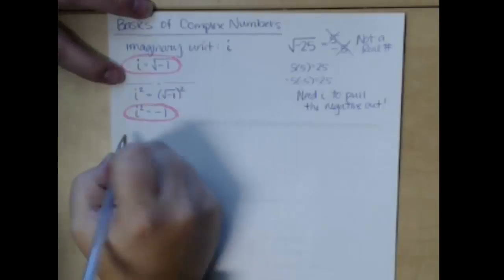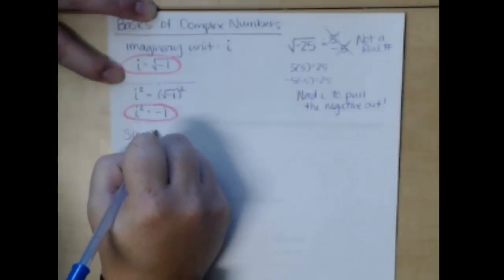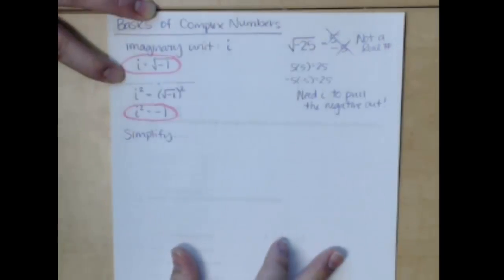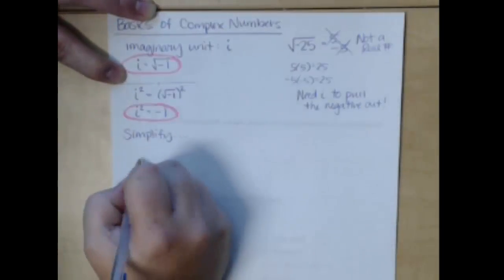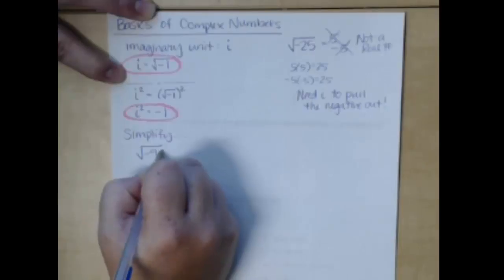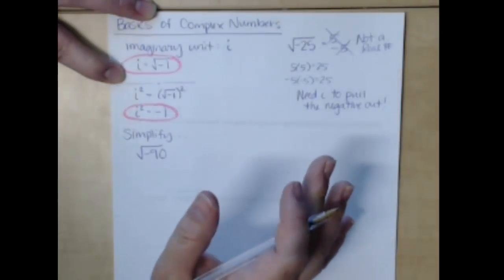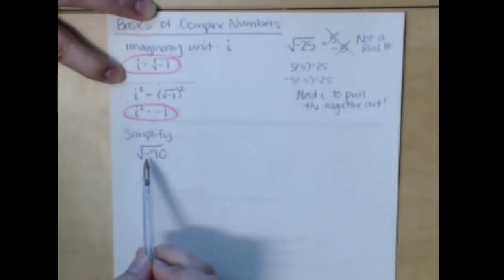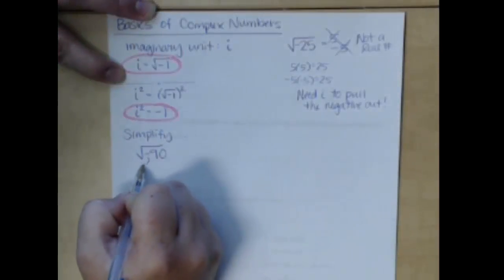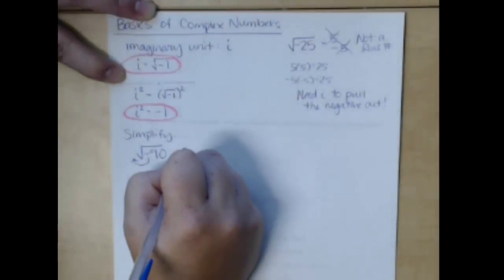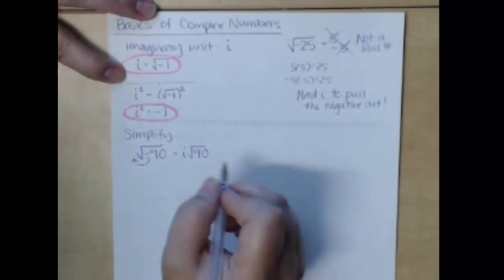So let's go ahead and look at simplifying some problems using what we know about i. If I ask you to simplify the square root of -90, the first thing we do before anything else is address this negative. So I'm going to pull that out as an i. I'm just going to rewrite this as i times the square root of 90, so we get that negative out of there.